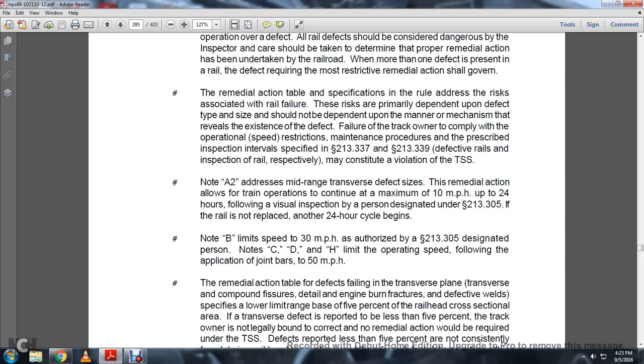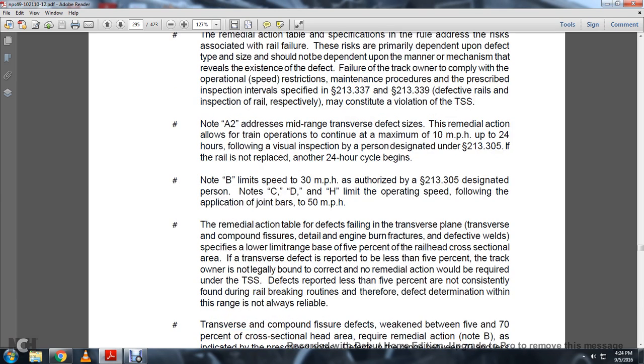The remedial action table of the specification is in the rule to address risks associated with rail failure. This risk is primarily dependent upon the defect type and size. It should not be dependent upon the mechanism that reveals the existence of the defect. Failure of the track owner to comply with the operational speed restriction, or to maintain the prescribed inspection intervals specified in 213.337 and 213.339, for rail inspection respectively, may constitute a violation of track safety standards.